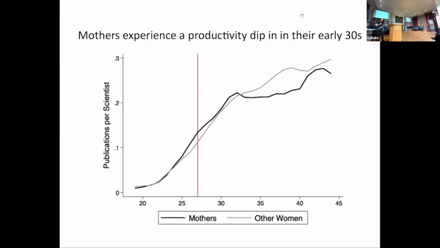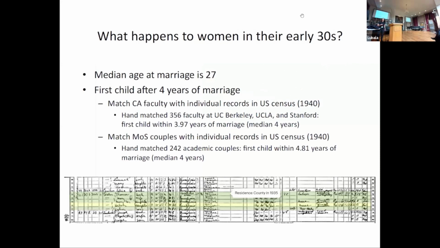The red line here is the median age at marriage for the scientists in our data. And so what you see is that after 4 years, there's a decline in publications only for mothers. What happens to mothers in their early 30s? The median age of marriage we can look at from the data, because the original data tells us they got married in this year.